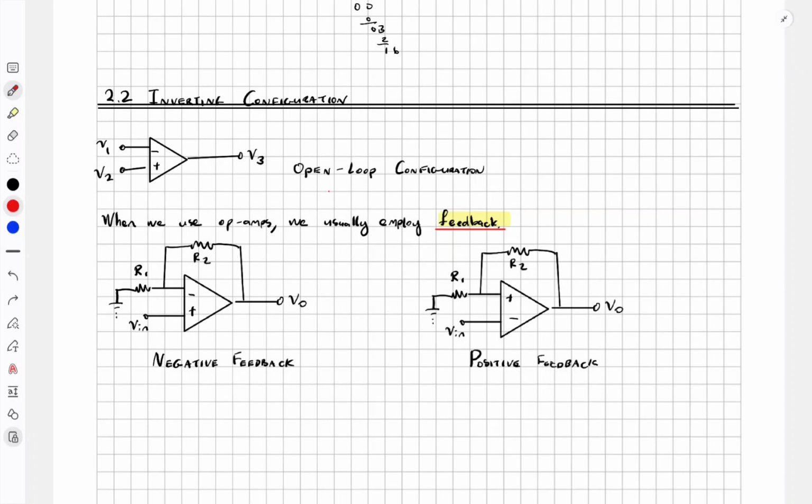Feedback was a very revolutionary concept when it was invented, in the 1920s, because it allowed the circuit to have better stability and better control of the gain. The original use of feedback would be this positive feedback configuration, but positive feedback today is very rarely used. We don't use it very often. It's very rare.